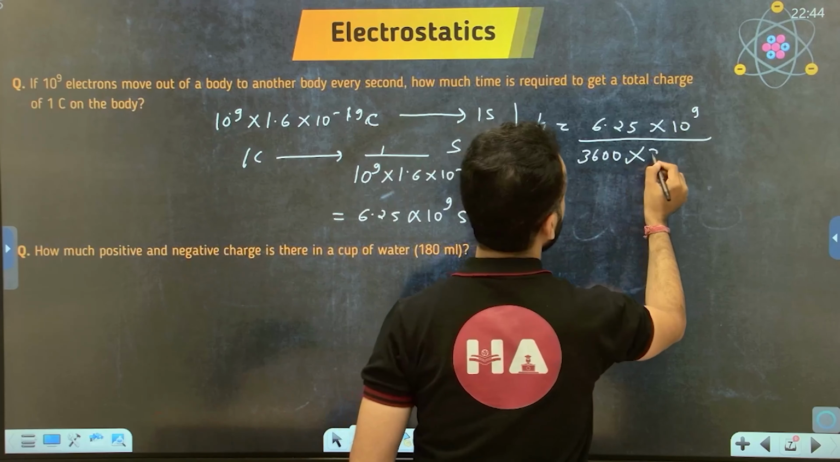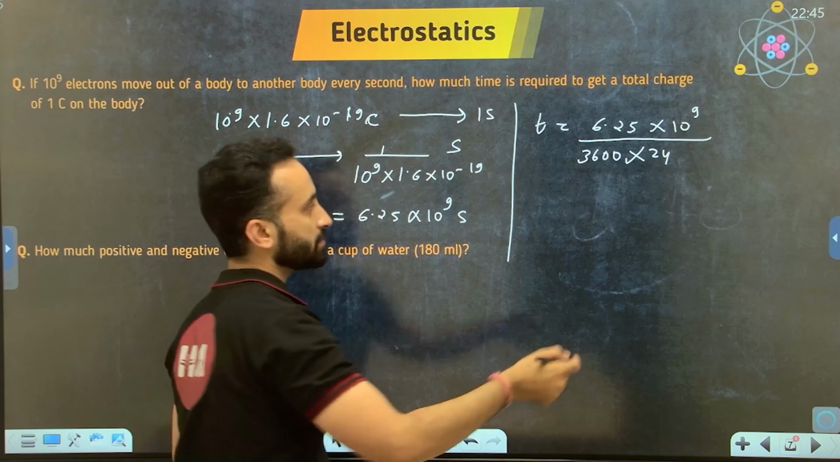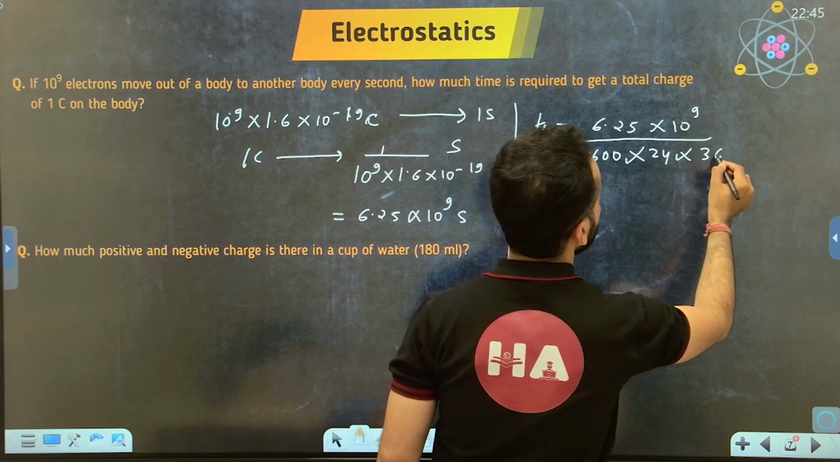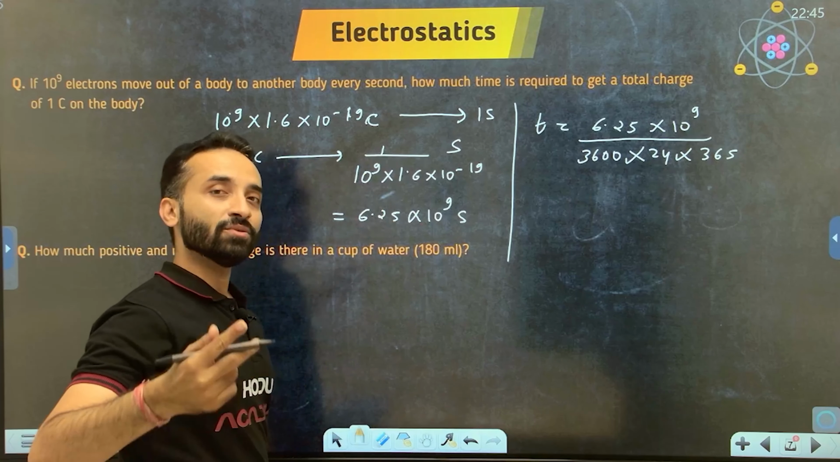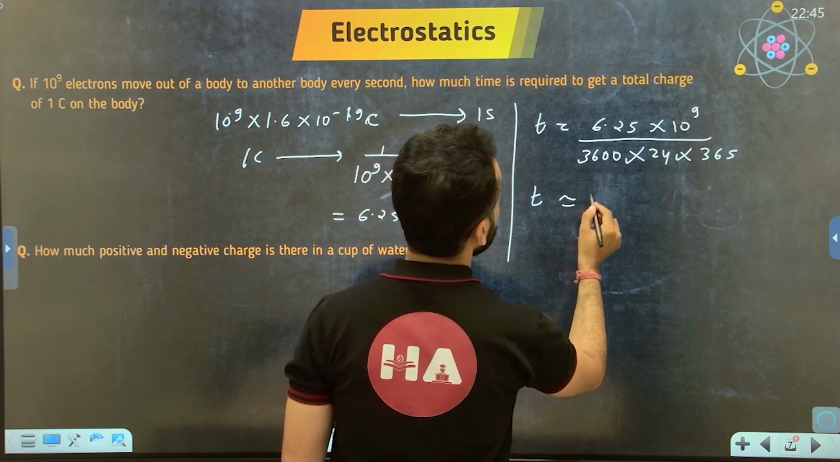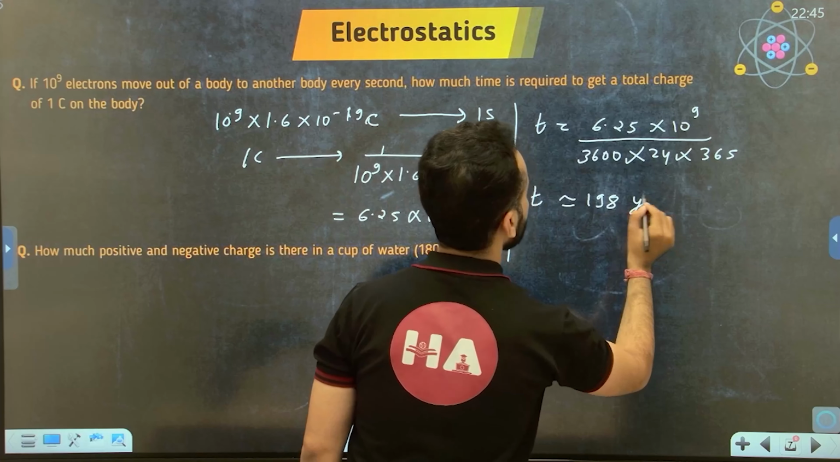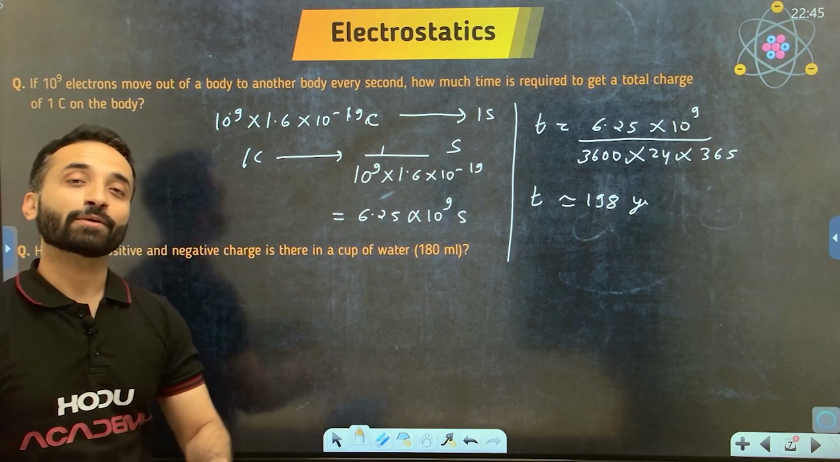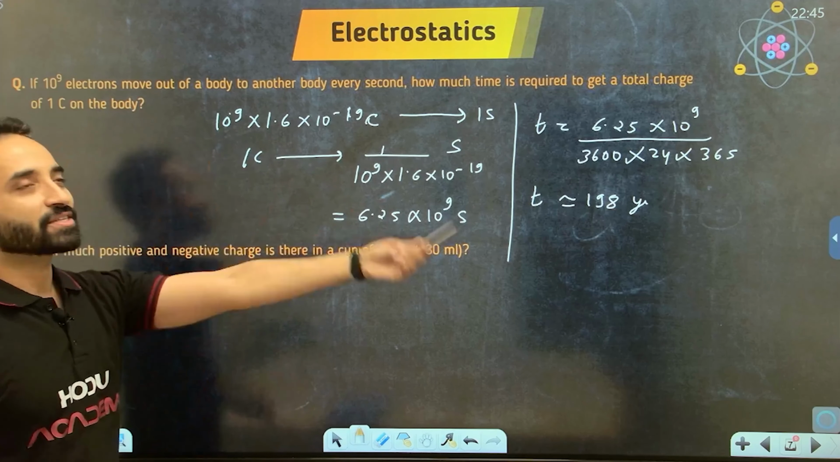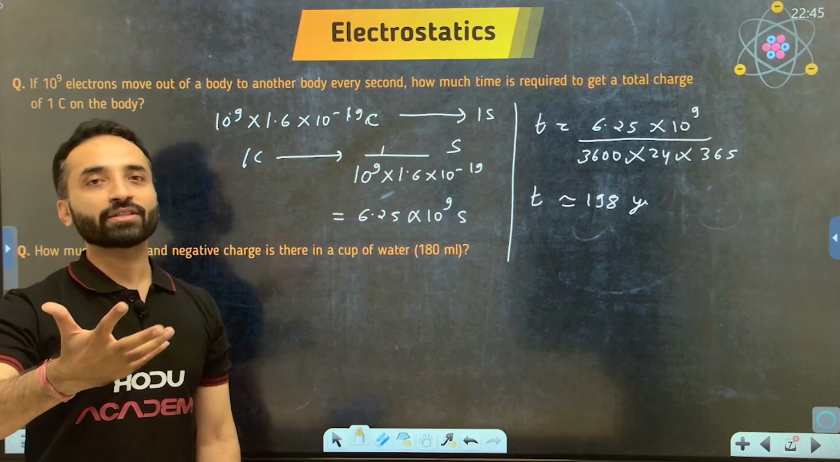Very quickly, let's divide it by 24. This will convert it into days. And let's divide it by 365. This will convert it into years. So you will realize that this is approximately 198 years. It will take approximately 200 years for this activity to be continued to acquire this 1 coulomb charge.